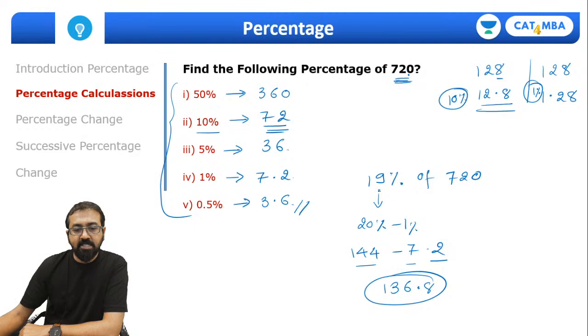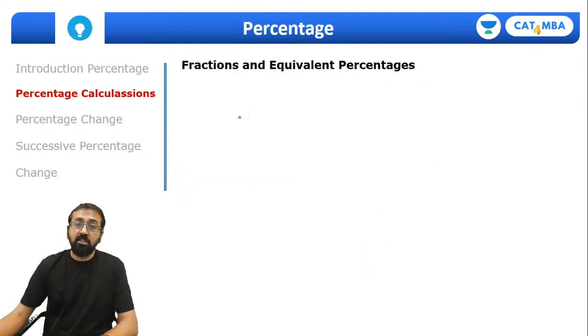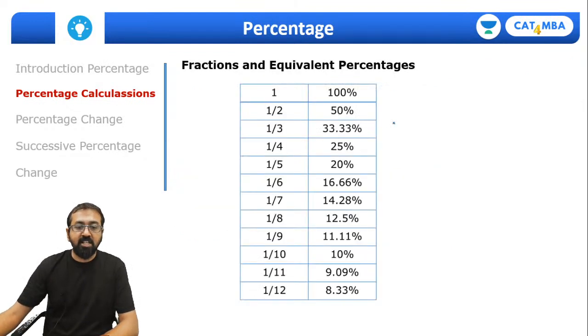So 19% of 720 is 136.8. Right. Great. So this is one way of making faster calculation. Okay. Right. What is the other way? So the other way of making faster calculation is you can remember these fractions and equivalent percentages.